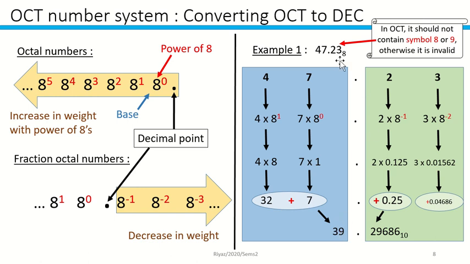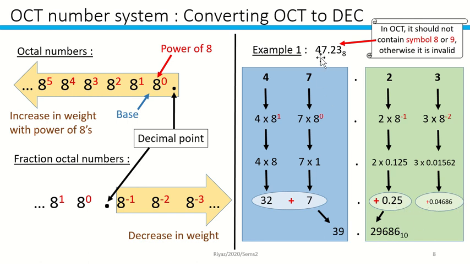For the fraction number 0.23, the 2 you're going to multiply with 8 to the power of -1, which is 0.125, times 2, giving 0.25. For the 3, you're going to multiply with 8 to the power of -2, which is 0.01562. This is the value, and when you total up both of these, you're going to have the result.